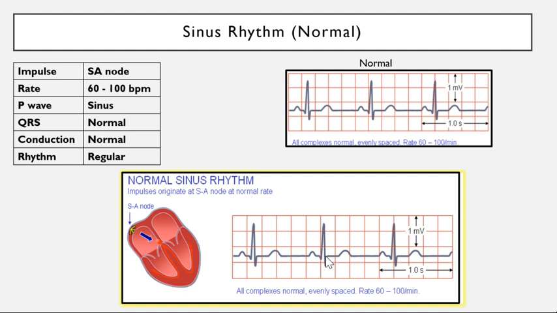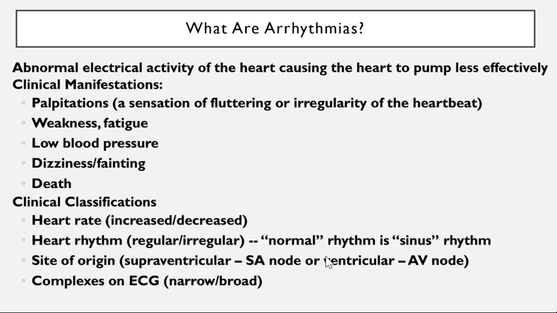5 boxes, so divide by 5. 1, 2, 3, 4, 5. Yeah, it's 5. So 300 divided by 5 is 60. So this is normal sinus rhythm. The QRS complex is normal, conduction is normal. It's starting at the SA node, and everything we talked about to this point is true for this slide. It's true for normal.